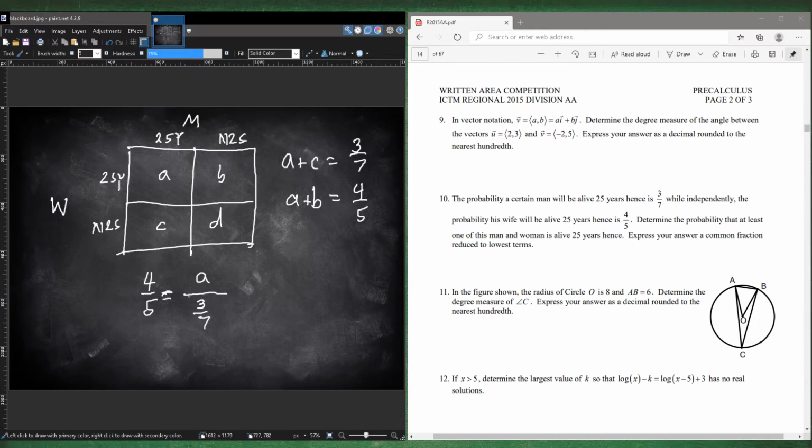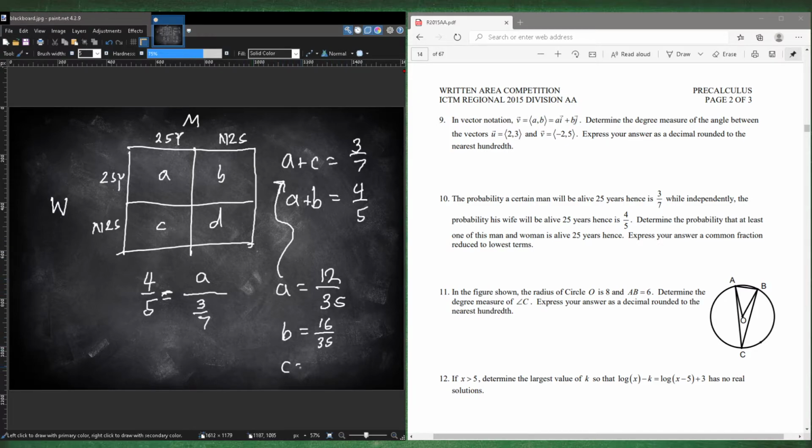And that's just a really cool idea from probability. So that basically tells us that A is equal to 3/7 times 4/5, which is 12 over 35. And then from there, we just substitute these into these two equations to get our B and C. So for B, multiply by 7 here, so this gets 28 over 35. To get from 12 to 28, that means B has to be 16 over 35.